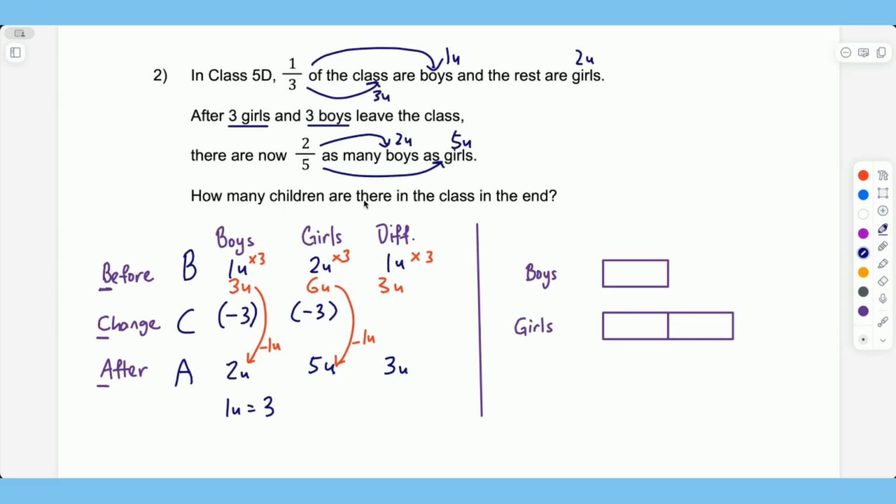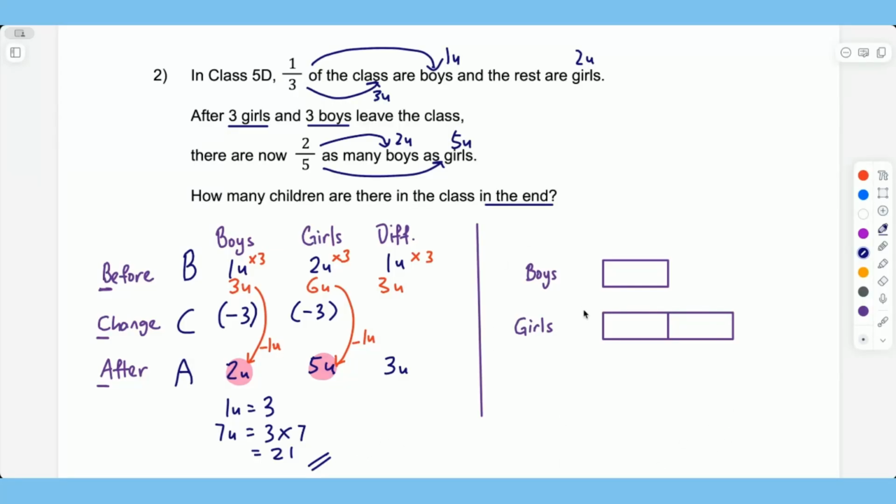How many children were there in the class in the end? And we are looking at 2 units of boys and 5 units of girls in the end. So that will be 7 units altogether. So 7 units will be 3 times 7, and that gives us 21 children in the class in the end.